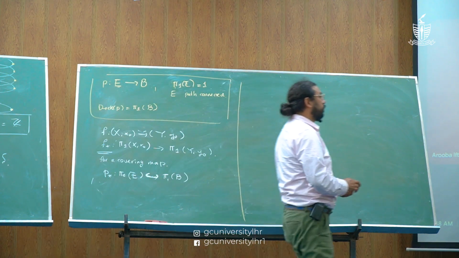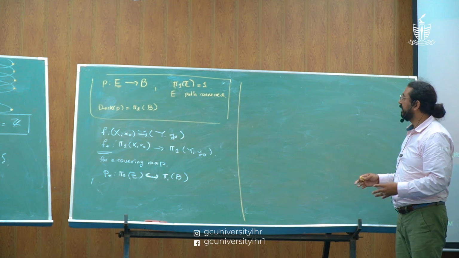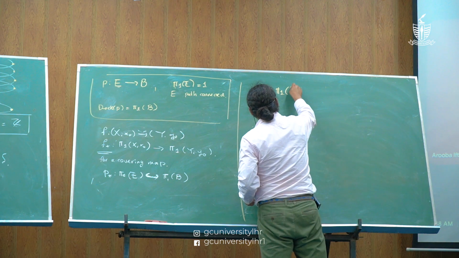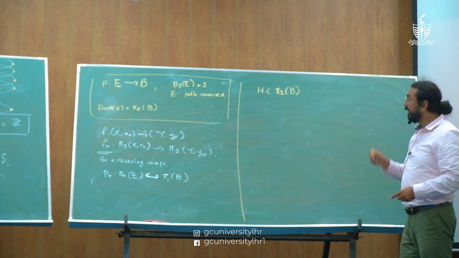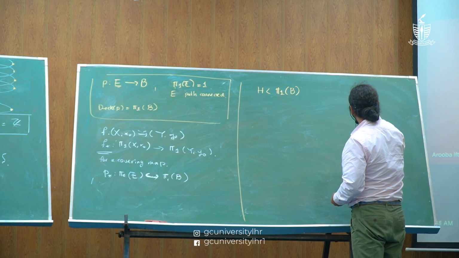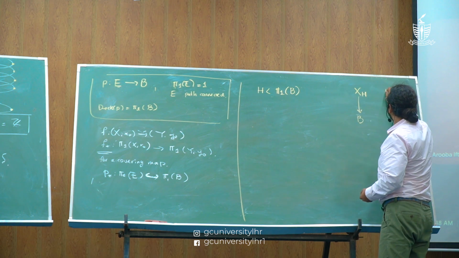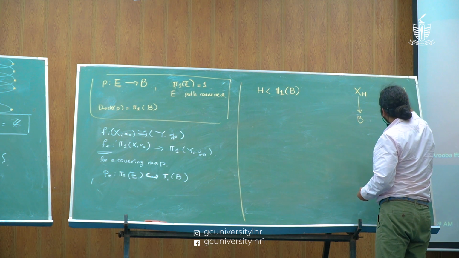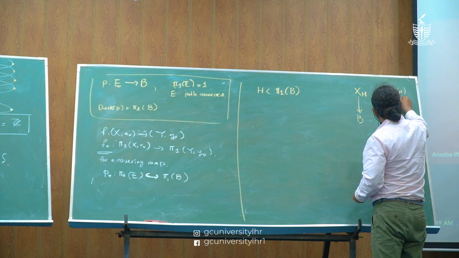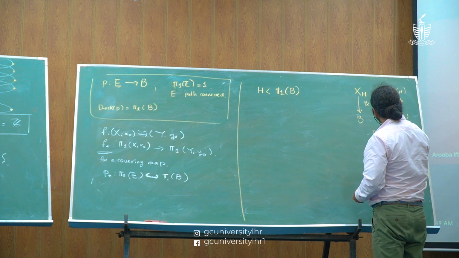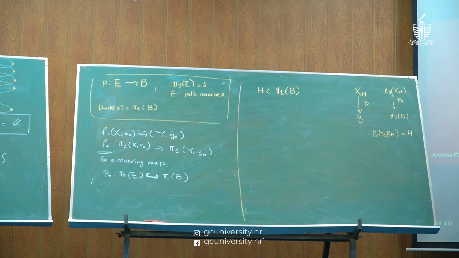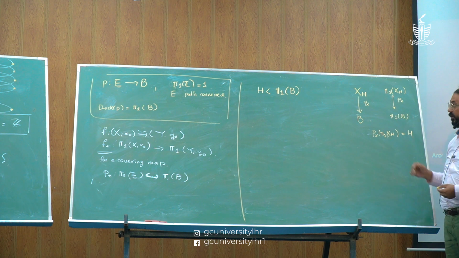And there is a kind of Galois theory for covering maps that says that for any subgroup H that you have of the fundamental group of the base, you can construct a covering space and a covering map such that π1 of X_H goes to π1 of the base, and the image of this is exactly H. Okay? So we can always construct this.